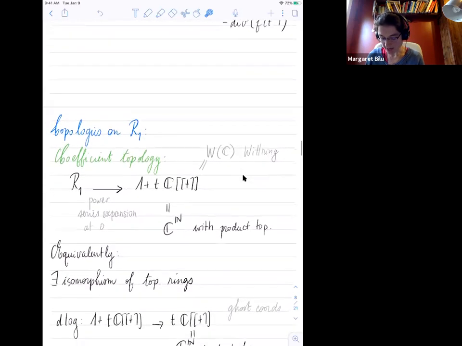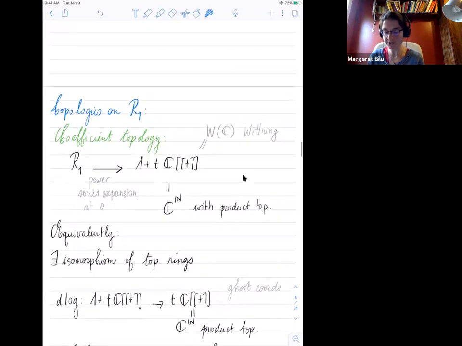An alternative way of viewing this is by also applying the logarithmic derivative. So I don't stop here, I go one step further and I apply the logarithmic derivative and I end up in this thing: just power series with no constant coefficient. And this again, I consider with the product topology. And it so happens that this is actually an isomorphism of topological rings. So the coefficient topology on the power series expansion will be the same as the coefficient topology on the D-log of the power series expansion.